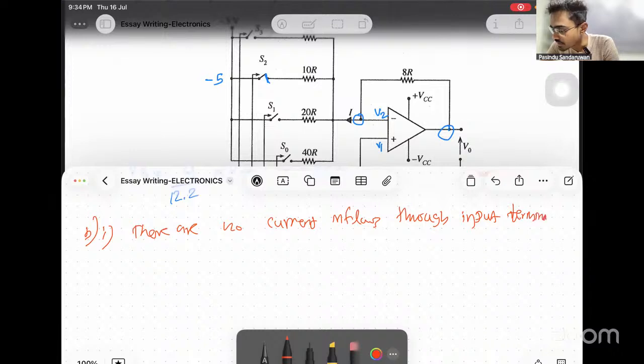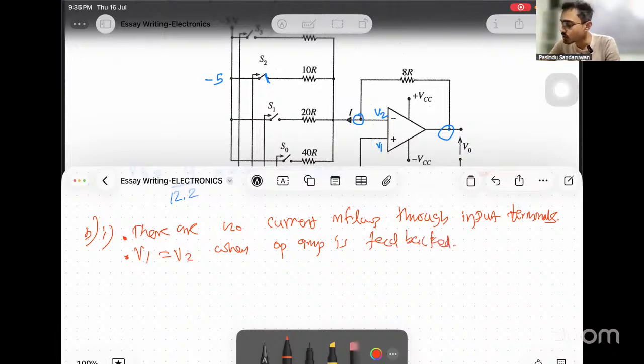So when we write all of them at the beginning, that is easier. Otherwise, you can do it with the question or with the part you are trying. But when you have written everything at the beginning, you don't need to write it again and again. And the second one: V1 equals V2 when the op amp is in negative feedback. These two are called golden rules.